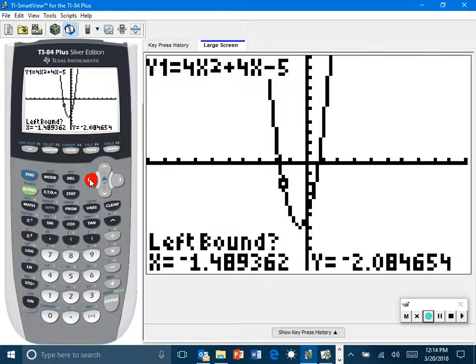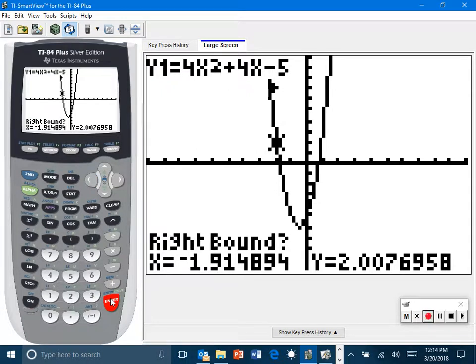So let's look. Look at the arrow on the screen. So I've got the little arrow right here. To be on the left side, I need to now be above that spot. So I need to move my spider above. Okay, now I'm going to hit enter 1 time. Now it says right bound.